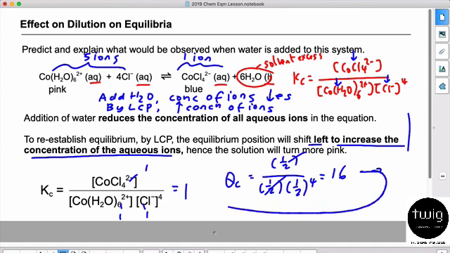It must shift until it goes back to what? 1, right? So how to go back to 1? It means the value must start to drop. Okay, the value must start to drop. What does it mean? It means that this value must what?